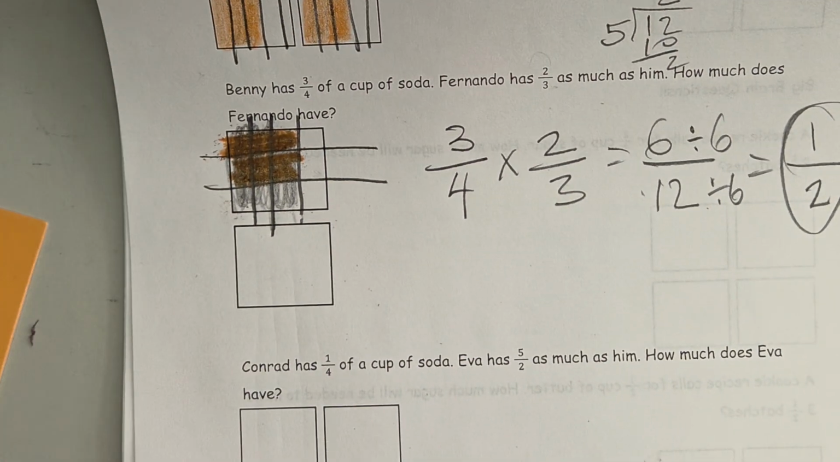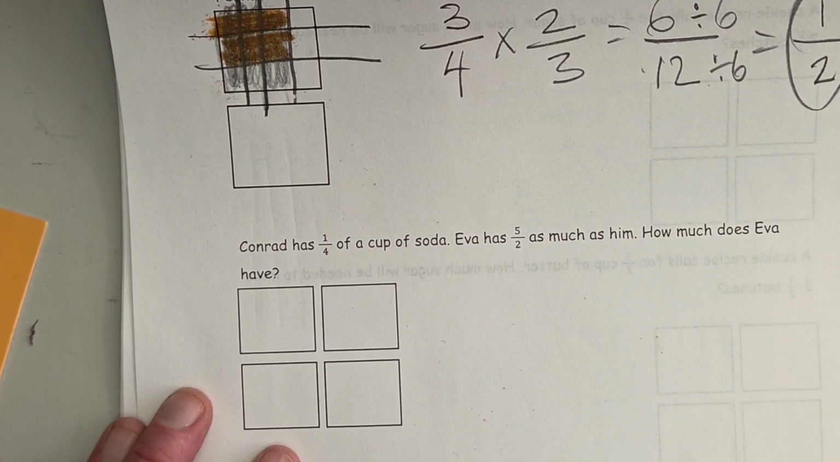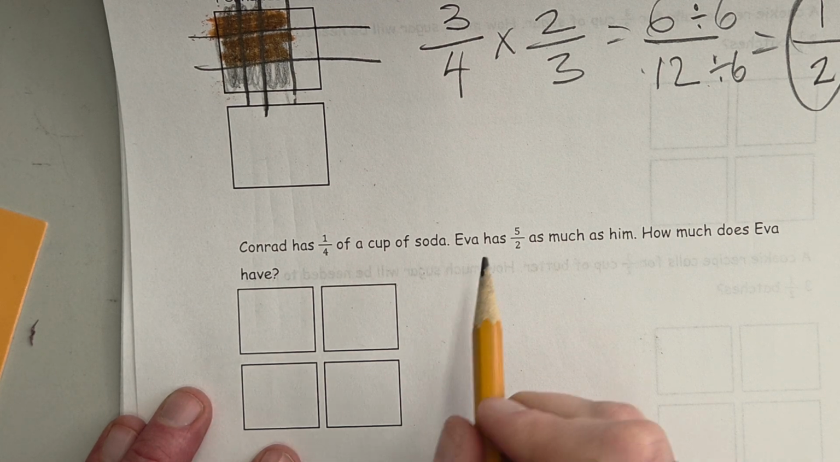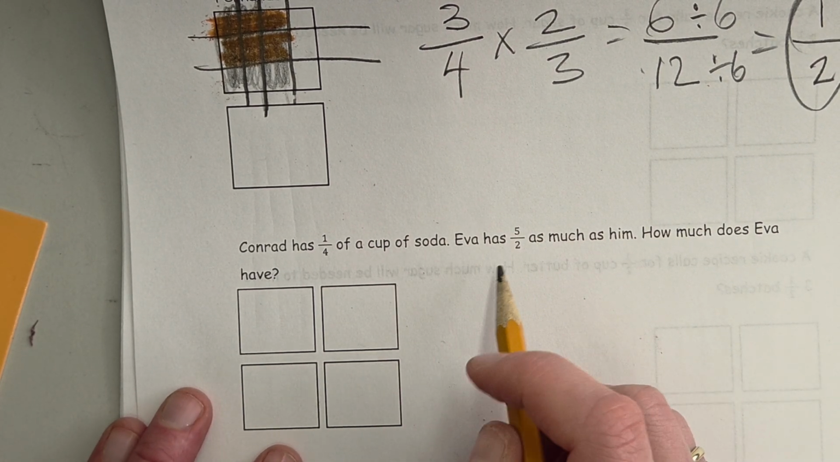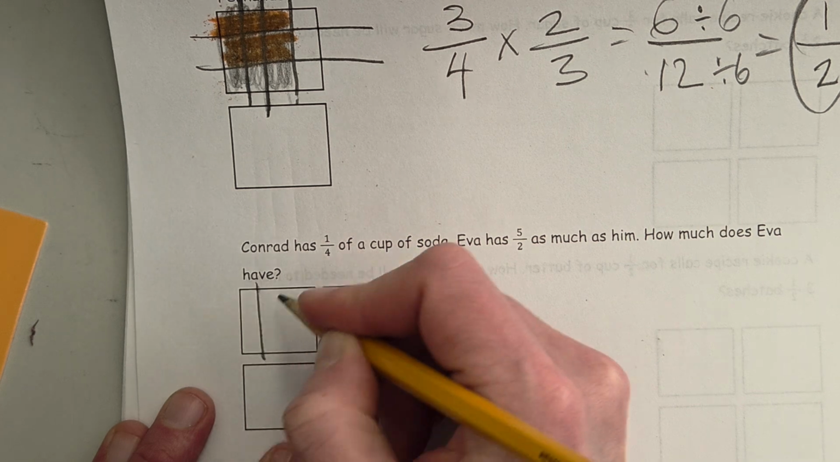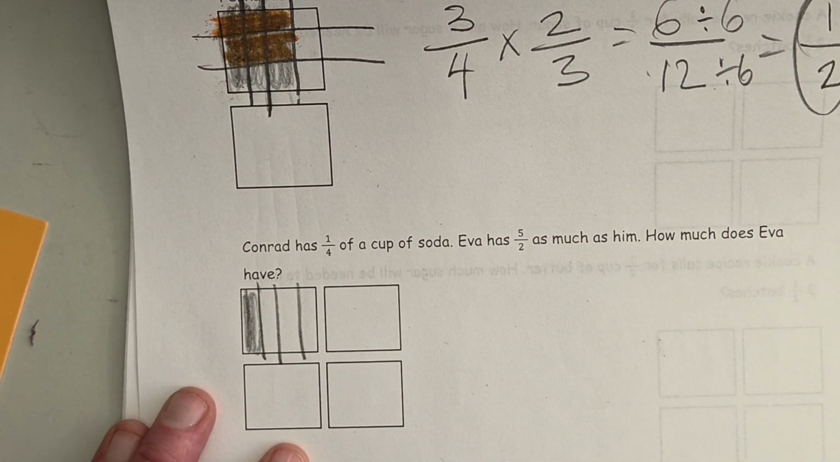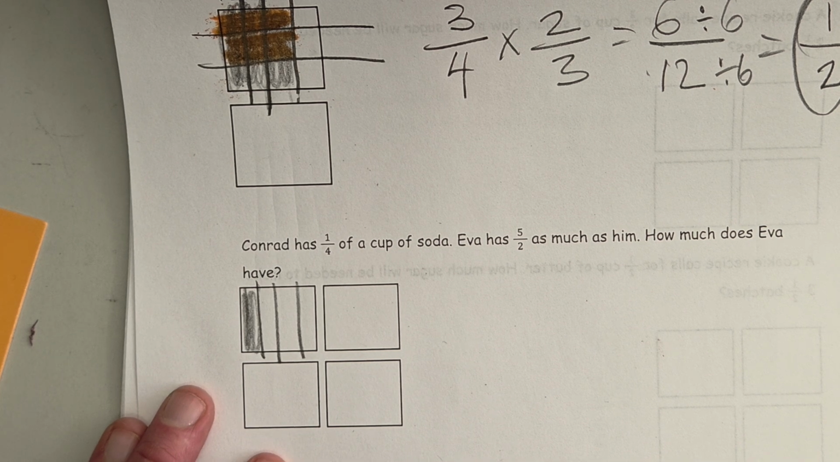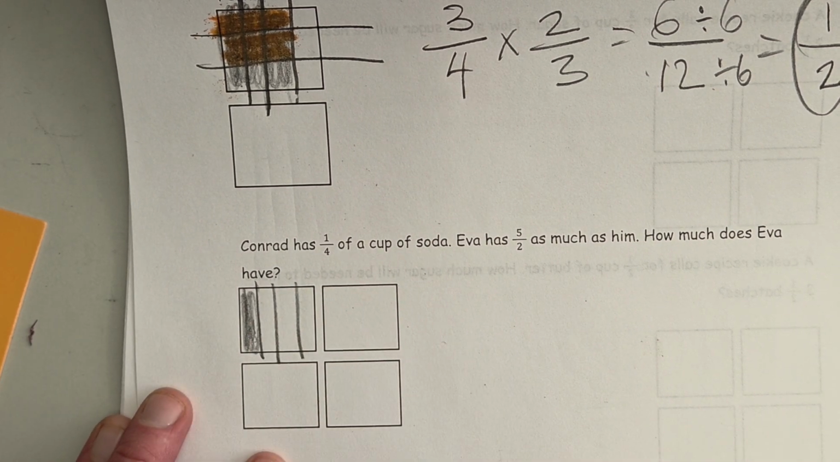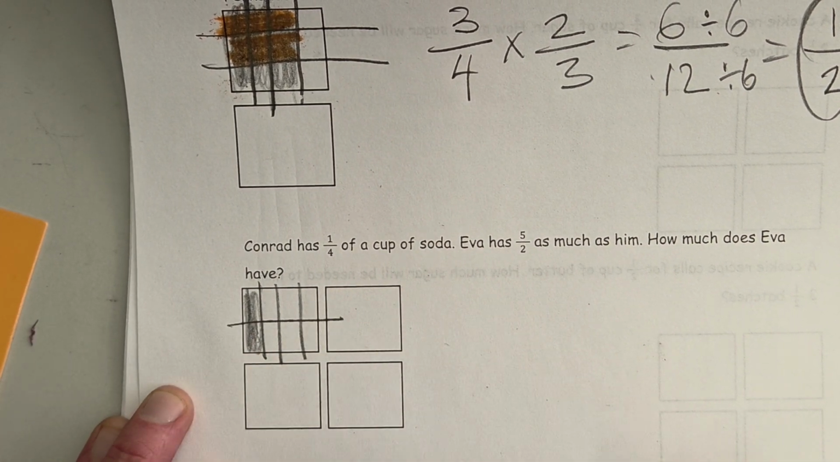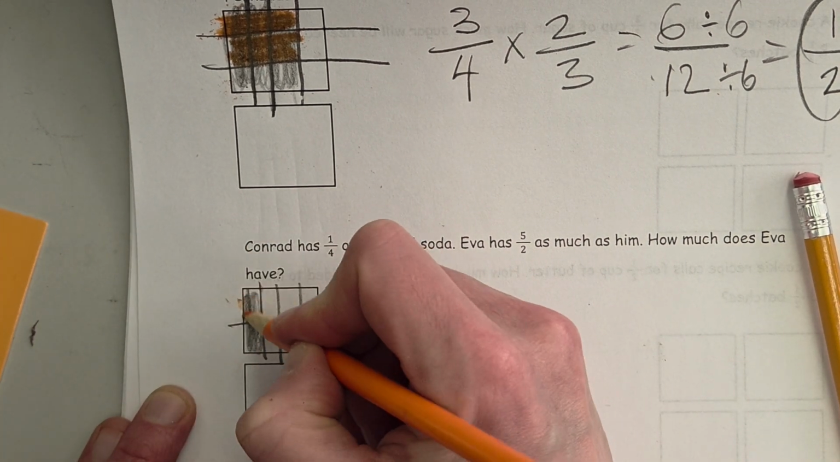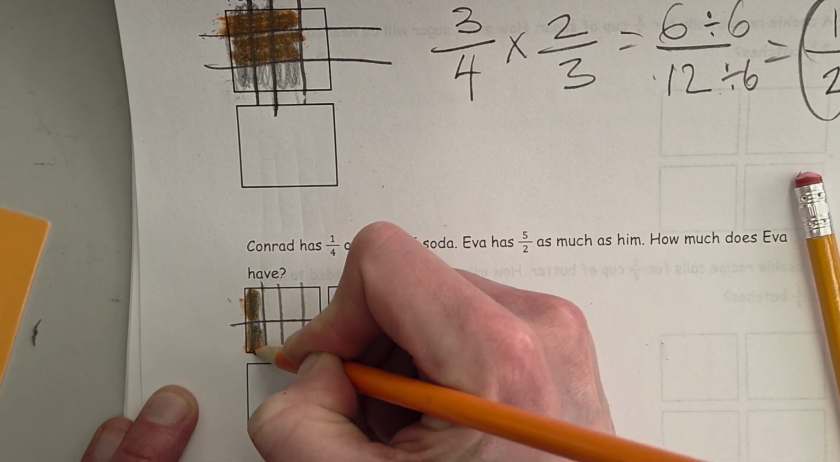I can see that. Okay, now we're on this one where we have 5 halves as much as. So Conrad has 1/4 of a cup of soda. Eva has 5 halves as much as him. Okay, there's his quarter. Let's split that into halves. Okay, so there's his quarter. Here's 1/2. Here's 2 halves.